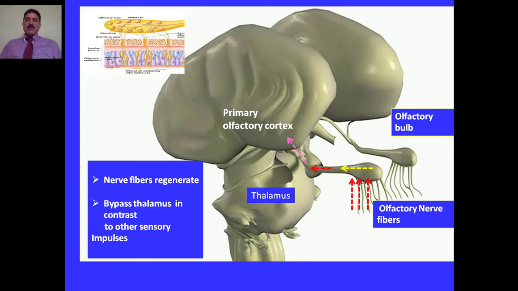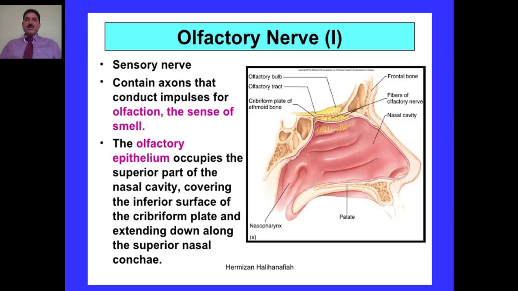It bypasses the thalamus, in contrast to other sensory impulses which pass through the thalamus. A word about the olfactory nerve. It is a sensory nerve containing axons that conduct impulses for olfaction, the sense of smell.